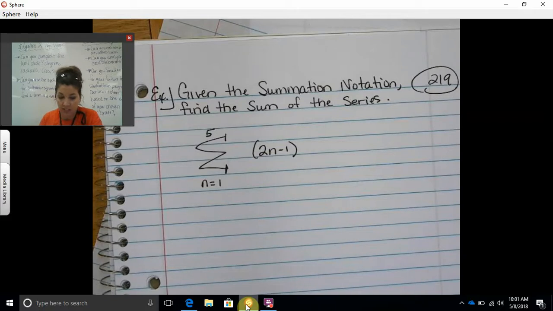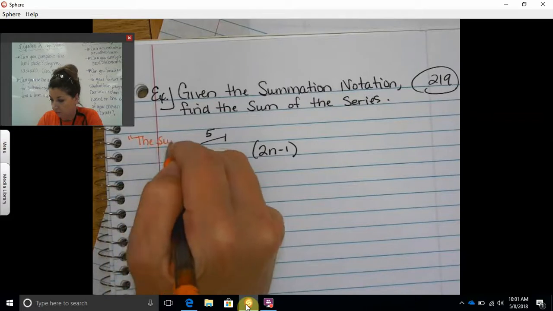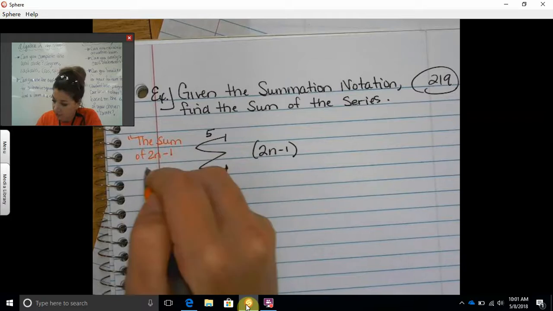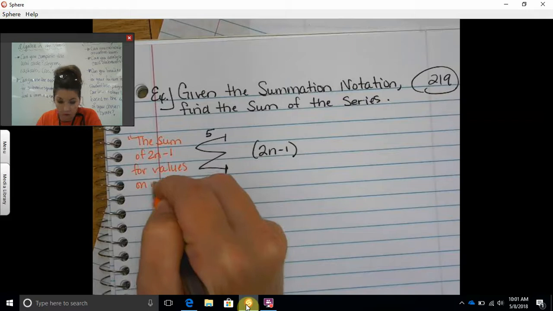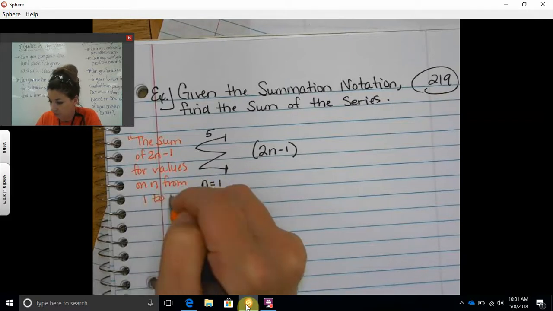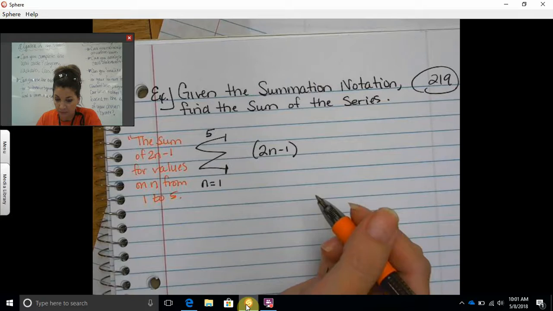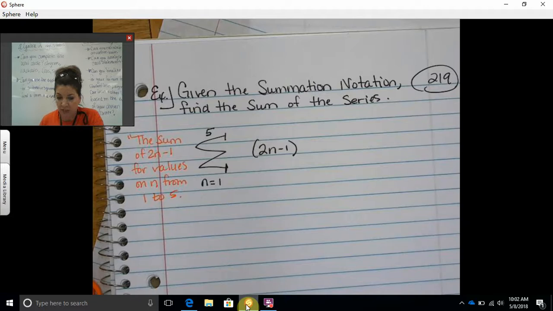So how you would say that is the sum of 2n minus 1 for values of n from 1 to 5. So if it already gave us a summation notation, and it wants us to find the sum of the series.